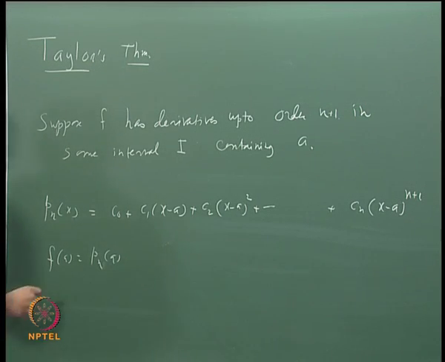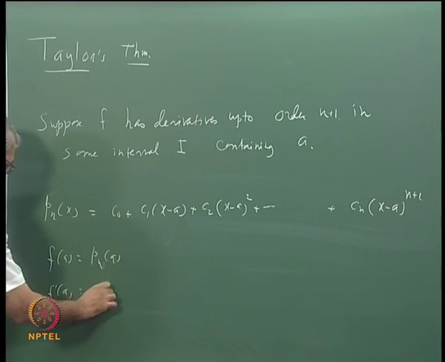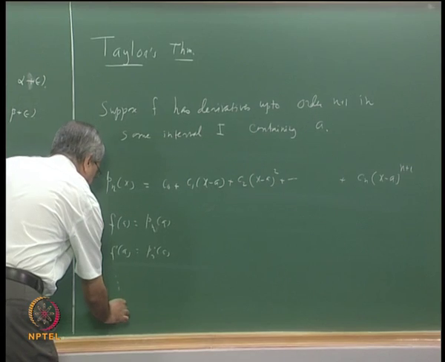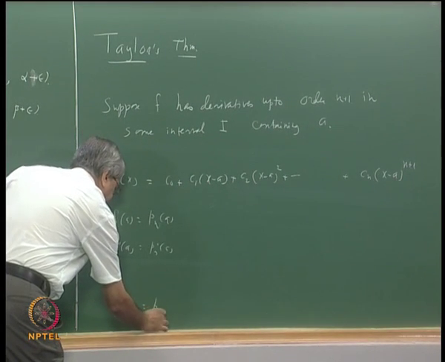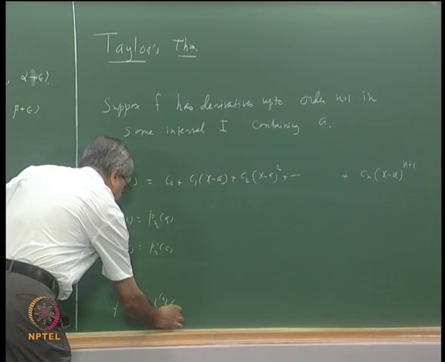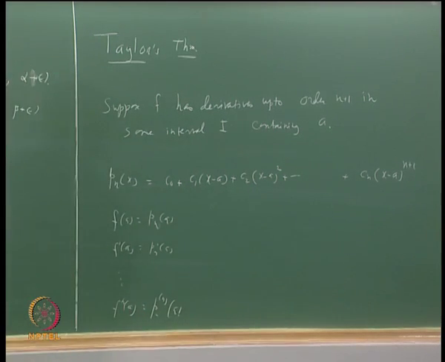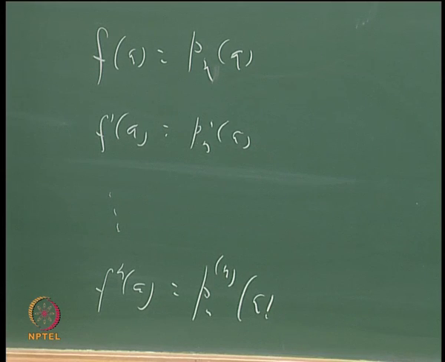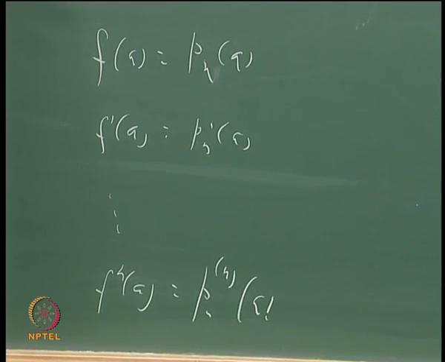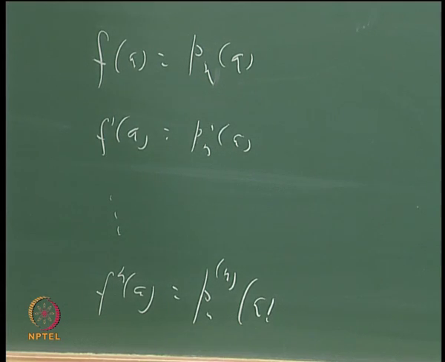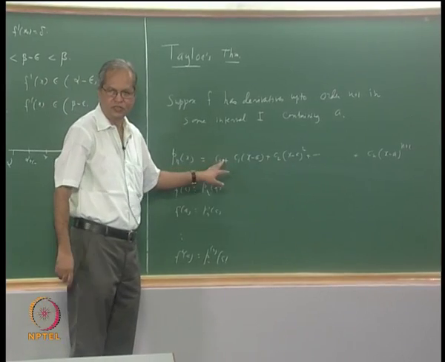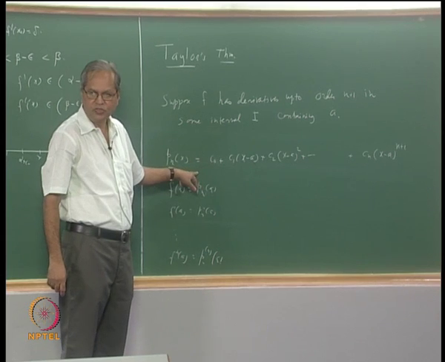And similarly, I want, let us say, f prime A equal to Pn prime A, etc., and in general up to the nth derivative of f at A, that should be the same as the nth derivative of Pn at the point A. I want to choose a polynomial that satisfies these conditions. Choose a polynomial means what? Choose the coefficients.